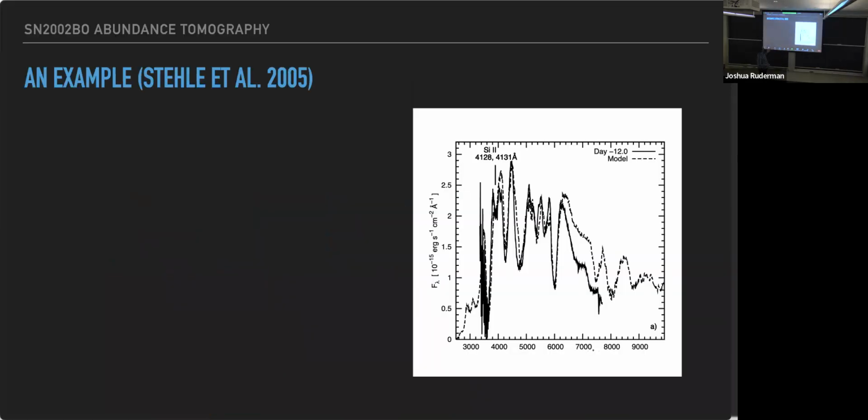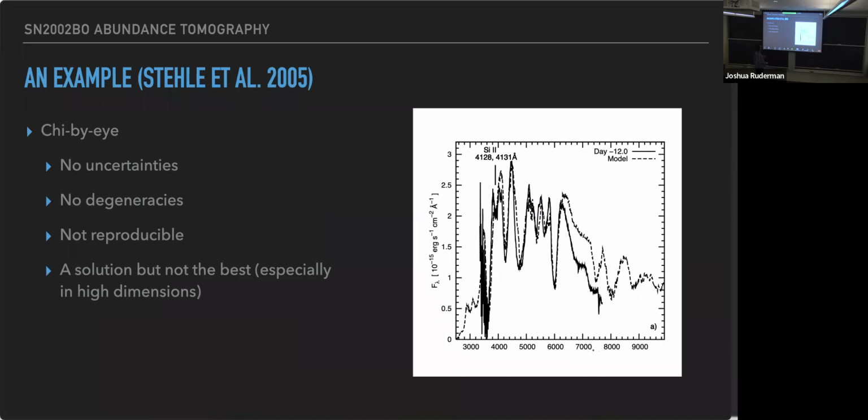And so for now, the status quo has been that you essentially do chi-by-eye: you play with these and you find some sort of fit. Obviously there are no uncertainties involved in this, and no degeneracies considered with these parameters. It's not really reproducible. A solution might not be the best, especially if you're searching in 200-dimensional space. And it's very work intensive.